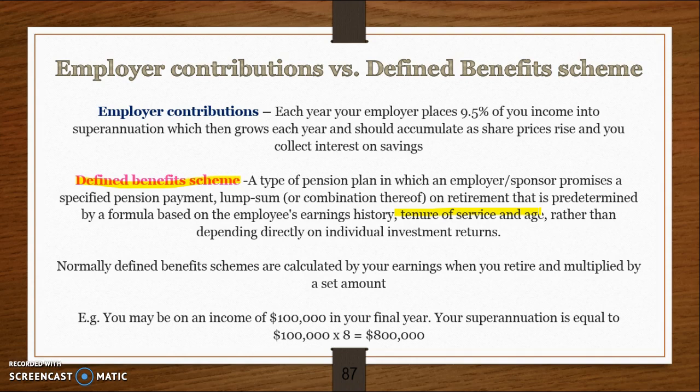So your defined benefit scheme super might mean that you receive 8 times whatever your income is in your final year. So you might have an income of 100,000, so your superannuation would be equal to 100,000 times 8. So if you have a defined benefit scheme, it's just multiplied by whatever you earn in your final year. So again, if you earn 100,000 in your final year, they would multiply that by 8. That's how a defined benefit scheme works.